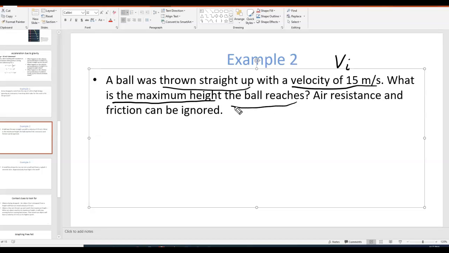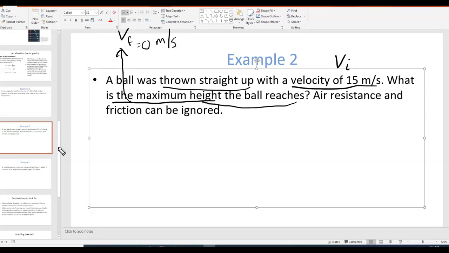So this is actually telling me 2 things. First of all, and I said this a few minutes ago, when you throw an object up into the air at the highest point, what does it do before it starts to come back down? It actually stops moving. And so when it says maximum height, that is a context clue. That is telling me that at the highest point, the velocity is going to be 0 because it's going to stop moving before it comes back down. So that tells me that V final is equal to 0 meters per second.